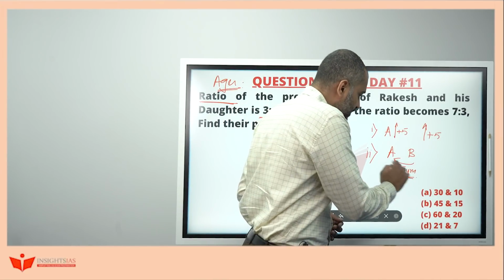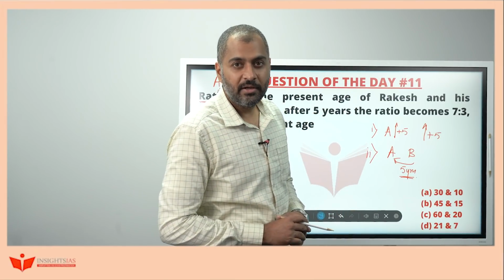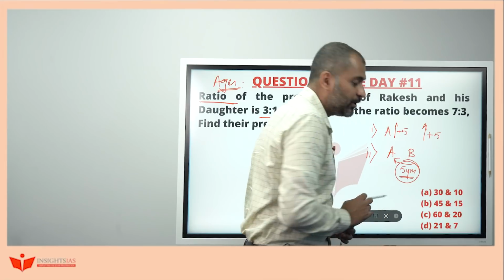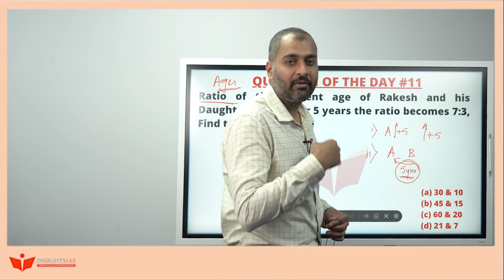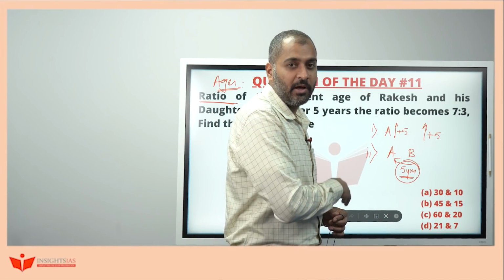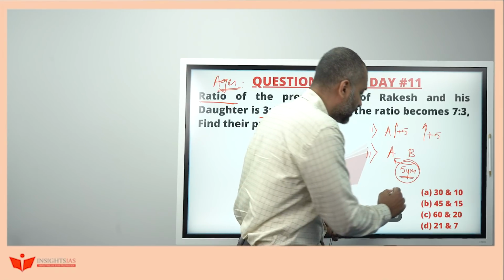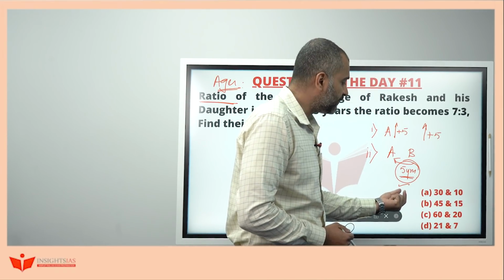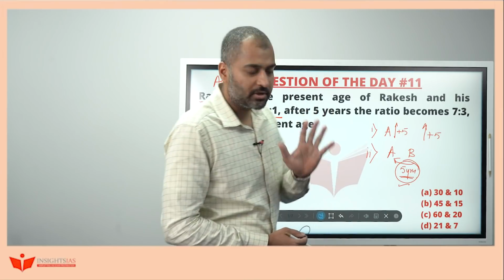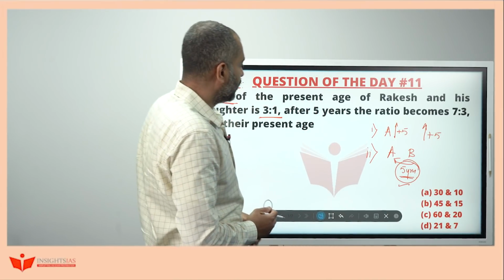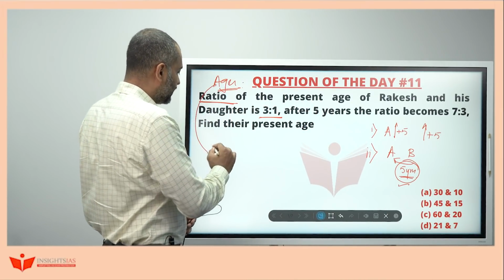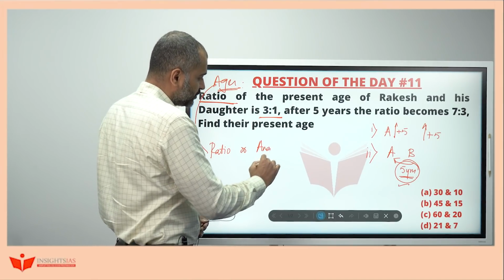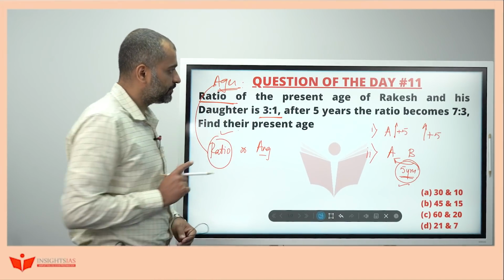let's say A is 5 years older than B, then throughout their lifespan, the age gap will be 5 years only. You take after 10 years, after 15 years, or before 10 years, before 15 years, once they were born with a 5 year age gap, throughout their lifetime the age gap will be 5 years. Keep these two in mind. And most age questions will be either from ratios or from averages. And this question is from ratios.